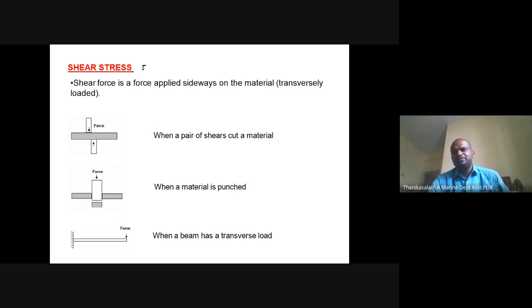Punching also, it is punched, you can say. Similarly, when the beam has a transverse load, this is the beam, applying load, so each layer of the beam gets shear.